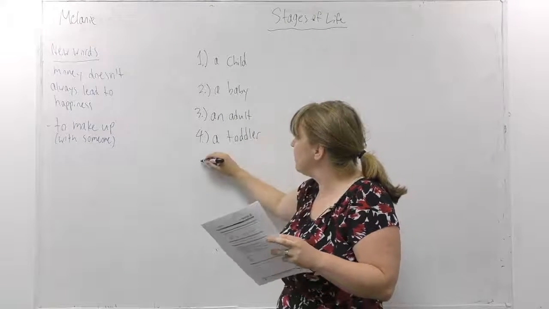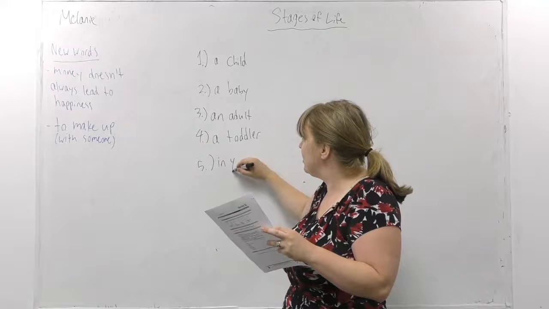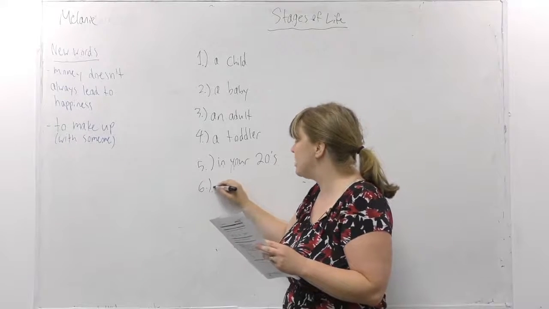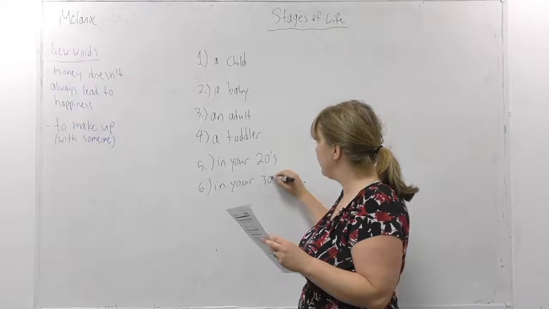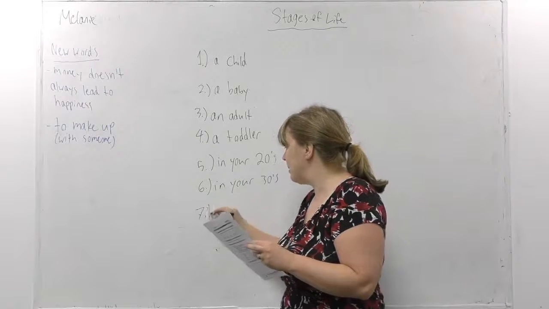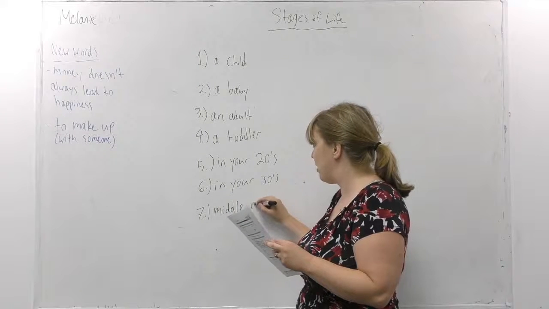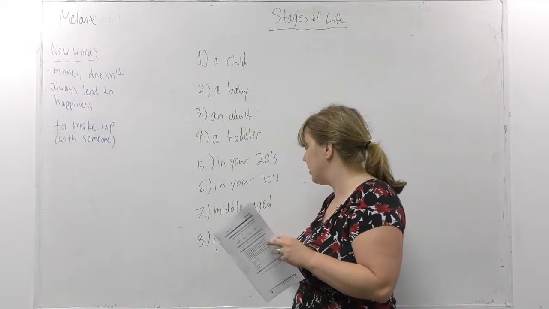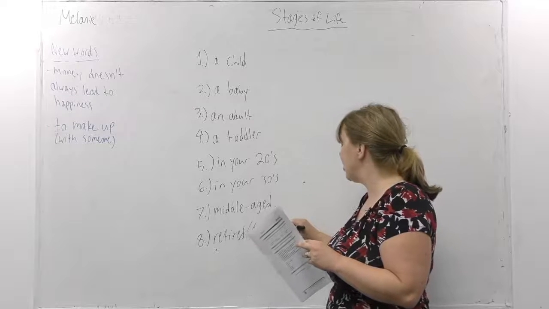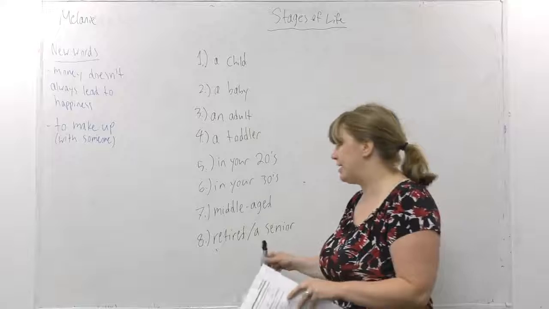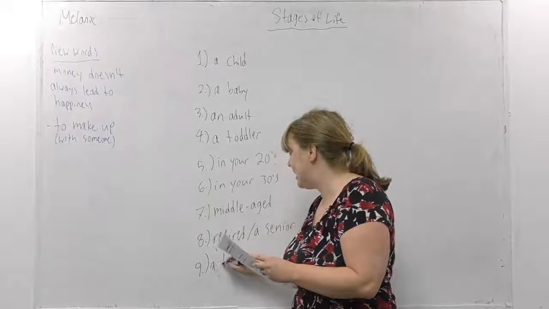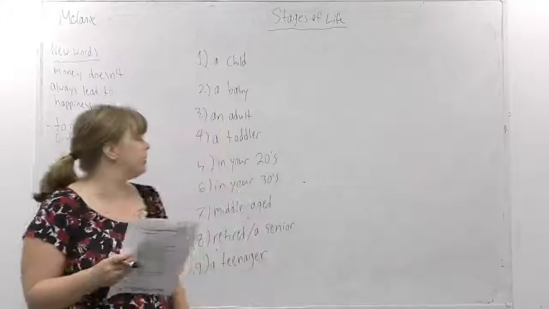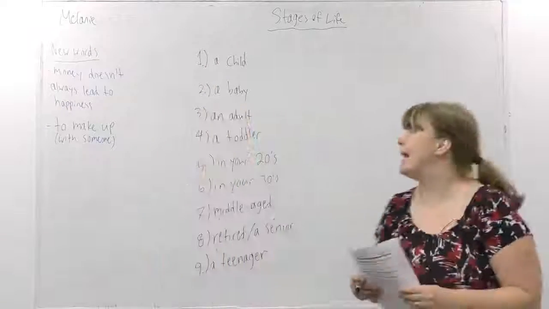toddler. Number five, in your, I'm just going to put it like this for short, in your 20s. Number six, in your 30s. Number seven, middle-aged. This is what we all fear, I guess. Number eight, retired. Or we could say a senior. This is what we typically say more often, I think. And number nine, a teenager. The favorite time of our lives. Not.